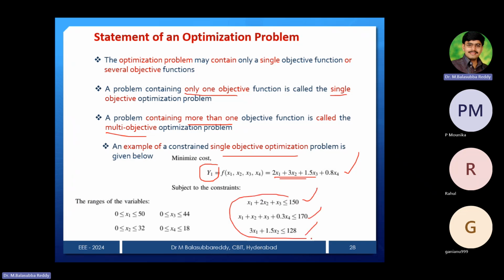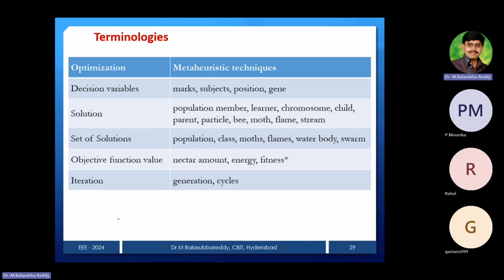Now, what are the constraints? These are equality or inequality constraints. These are all inequality constraints because they are not equal to 0. Suppose if any equation is equal to 0, then it is an equality constraint. Whether it is less than or equal to, or greater than or equal to something, these are all called inequality constraints. Now, terminologies: based on the problem, iteration is one terminology. That is, we have to do this many iterations to solve the problem, and we can set that iteration.